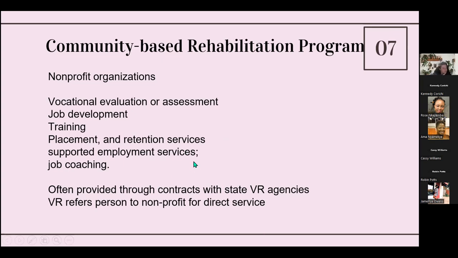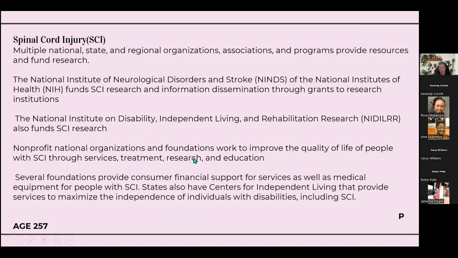Okay. So this is an example of a type of disability that can get funding from multiple places. Funding can come from grants, from the CDC, from the state, local, federal government. So this slide, it's supposed to say page 257. You could find more examples.